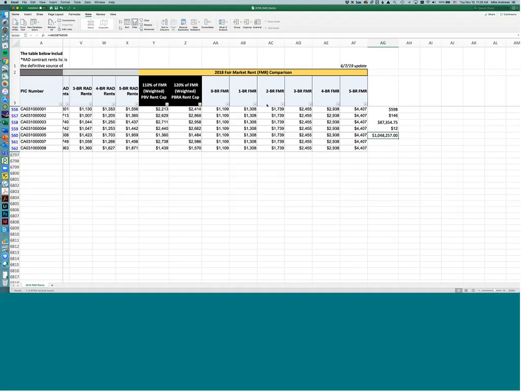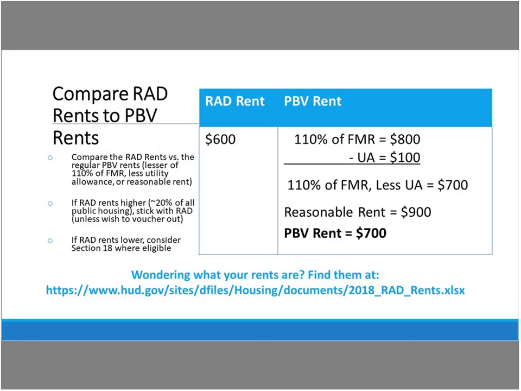So the economic difference for AMP 001 in the city of Oxnard is significant. If I think about the dollar difference per unit per month, multiplied by the number of units, multiplied by the number of months in a year, it's $1 million. So it's that process to go through to think about what is the real economic difference between RAD and Section 18. All right, so I'm going to stop sharing my screen and go back.